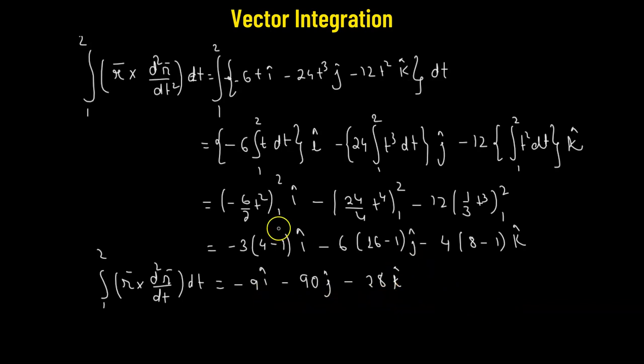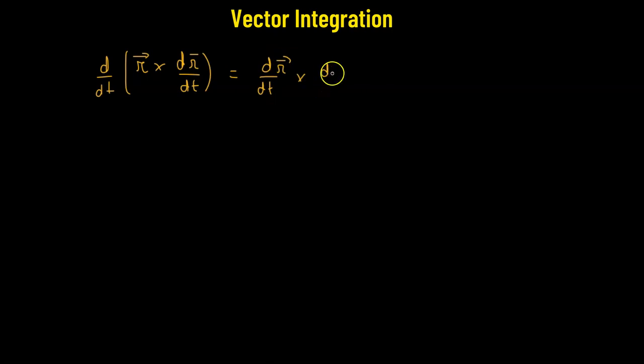Next, we'll use an alternative method to find out the value of this particular integral. We'll have to use a property. We know that if we have a vector r crossed with its first derivative with respect to t, and we take its derivative with respect to t, that will be equal to d/dt of r vector crossed with dr vector over dt, plus r vector crossed with d/dt of dr vector over dt. So here we have used the product rule.